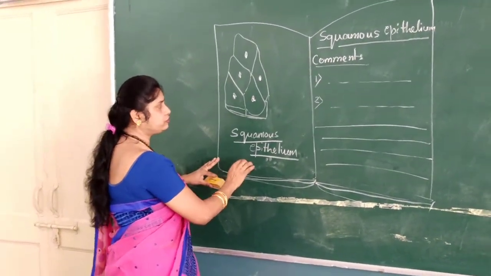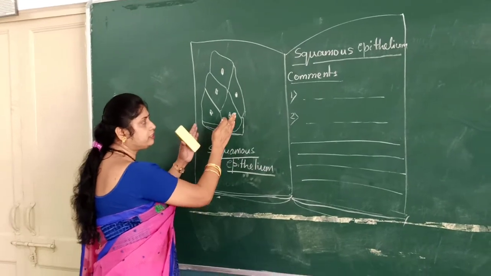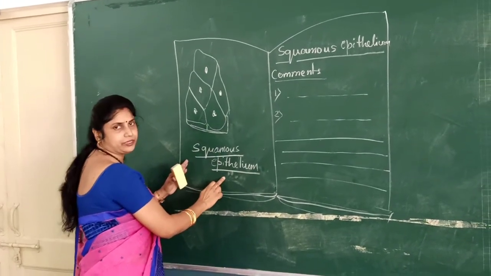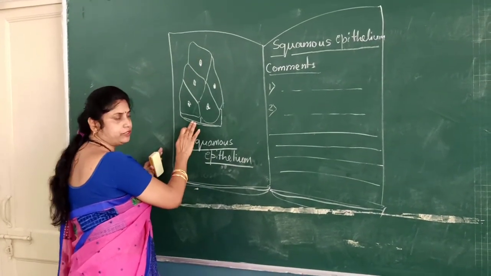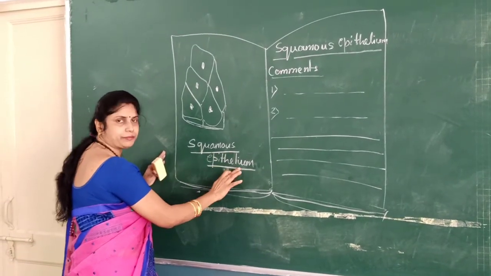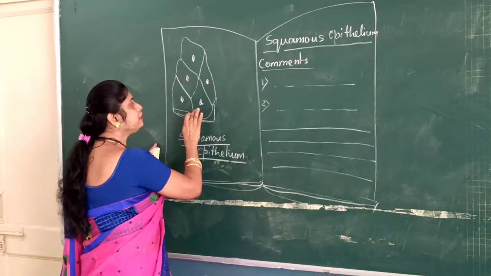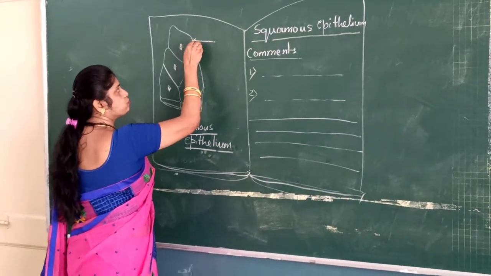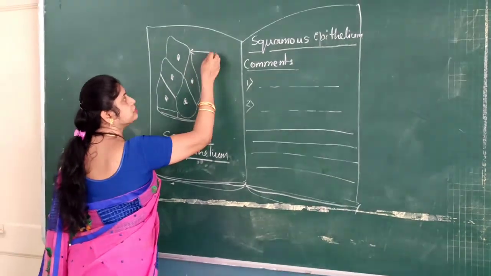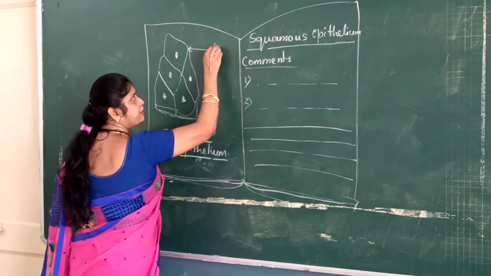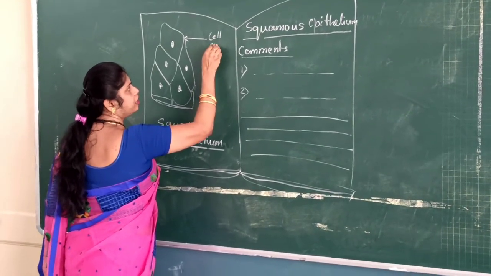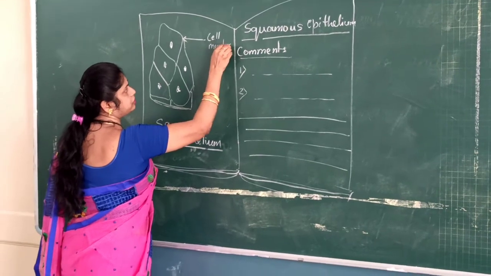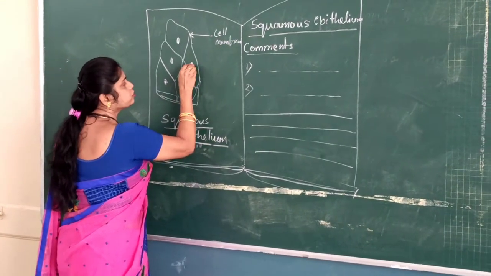Now what you are going to do, suppose you are drawing the squamous epithelium. So first you draw the diagram, below that you write down squamous epithelium, and the labeling of this diagram you always do towards the right side. Now suppose this one you are showing, so you write down this is the cell membrane. Okay, cell membrane, like this you will write. Clear?